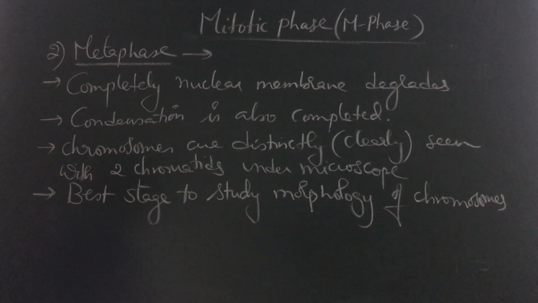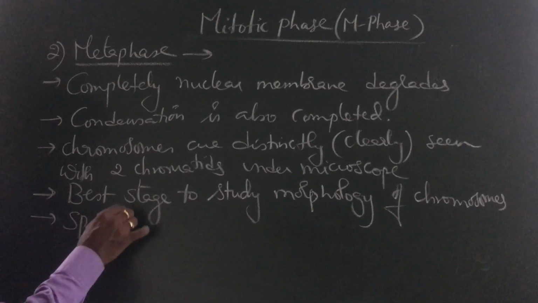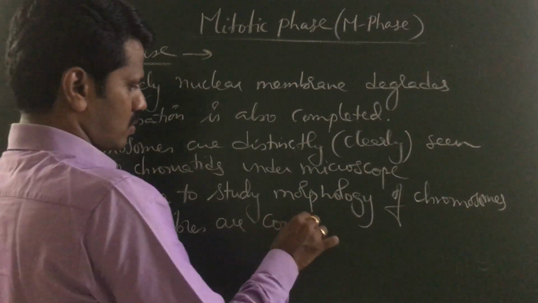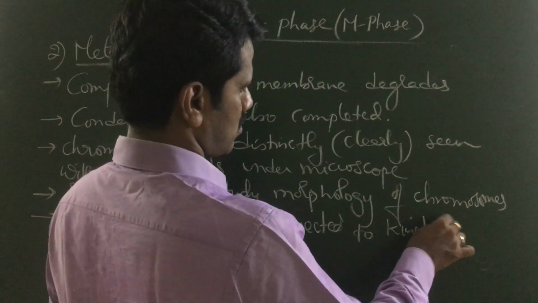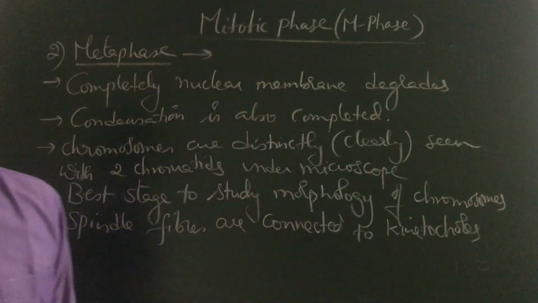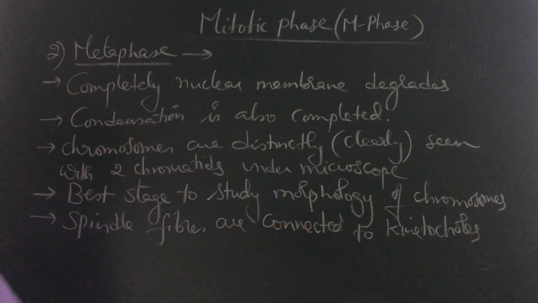So, next, spindle fibers are connected to kinetochores. You know, kinetochores are present in the centromere. So in the centromere, two kinetochores are present. From each pole, the spindle fibers will attach. So we'll see it diagrammatically.